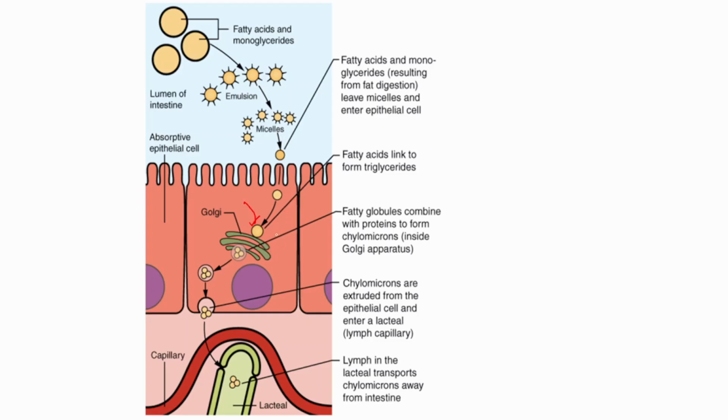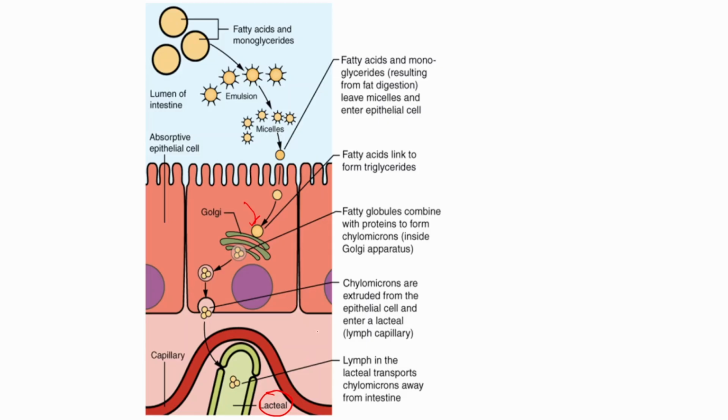Because chylomicrons are too large to fit through the tight walls of regular blood capillaries, we must place a specialized lymph capillary right inside the intestinal villi, which is called a lacteal. The chylomicrons can easily fit into the lacteal, allowing the lymph to carry the fat safely away from the intestine.